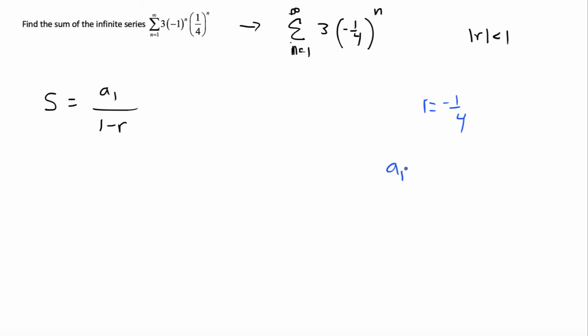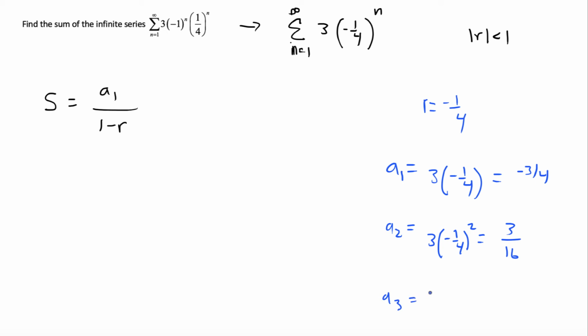What is the first term in this sequence then? Well, the index starts at 1, so all we have to do is just plug a 1 in here. So 3 times negative 1/4 to the first power is just negative 3/4. So that is the first term in our sequence. Before we find the sum, let's just do a2. a2 is going to be 3 times negative 1/4 to the second power. This is just 1 over 16, so we get positive 3 over 16. And then the third term is going to be 3 times negative 1/4 to the third power, so we're going to have a negative result here: negative 3 over 64.